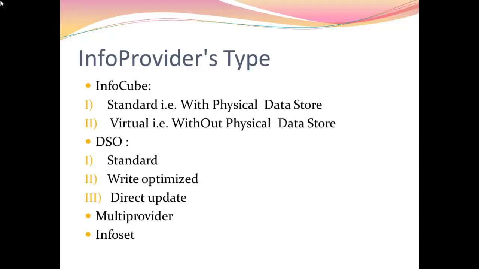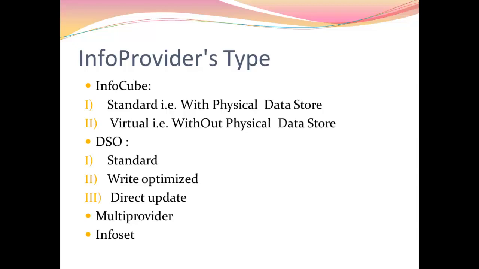Another info provider we have is DSO. It is further subdivided into 3 types: standard, write optimized, and direct update. Standard DSO is a plain 2-dimensional table. Standard DSO holds 3 different tables: the active data table, new data table, and changelog table. Whereas write optimized DSO has only one table, that is the active data table. Direct update DSO is used when we're implementing ADP, that is the analysis design process.